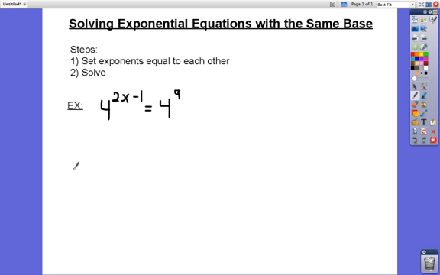So we're going to have 2x minus 1 equals 9. And then that is an equation that we must solve. And once we solve it, we'll find the value of x that makes this equation true. So to do this, we're going to have to add 1 to both sides. And that will give us 2x equals 10.